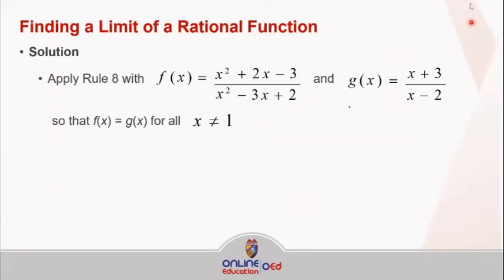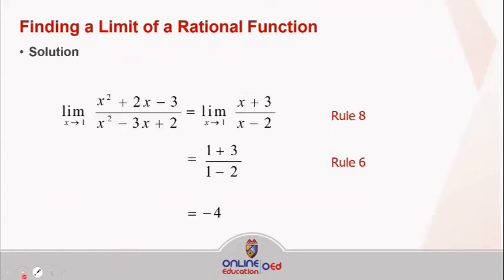So, after that, ito na yung g of x natin. We have the x plus 3 over x minus 2. At yung pinaka-solution na natin, since we have the value of x as 1, papalitan lang natin yung x ng 1. So, we have 1 plus 3 over 1 minus 2, which is yung pinaka-answer natin is minus 4 or negative 4.